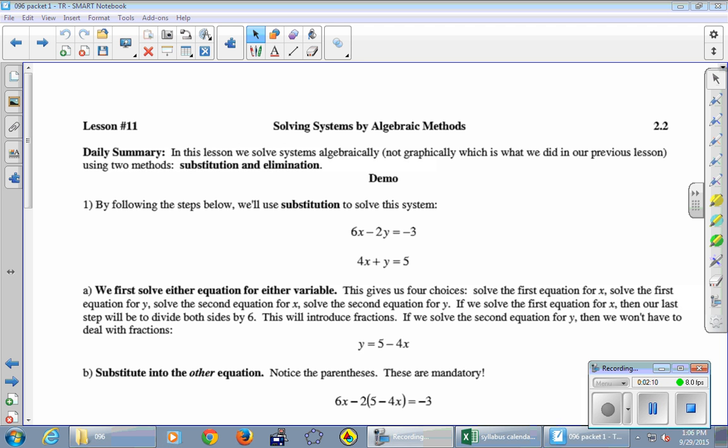If you solve the first equation for y, you'll end up dividing by negative 2, fractions. If you solve the second equation for x, you'll divide by 4, fractions. If you solve the second equation for y, no division. We see that? Because the magic number in front of y is 1. Now, we don't always have that to go for, but if you have it and you don't go for it, you are introducing fractions where you don't need to. So in this case, you solve for y by subtracting 4x. And we get that. Everybody buy it? No fractions.